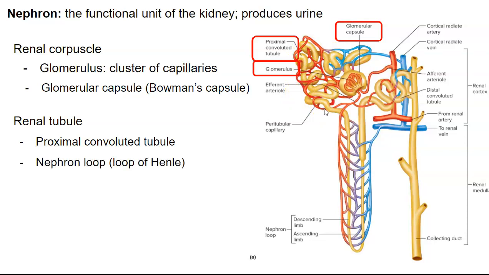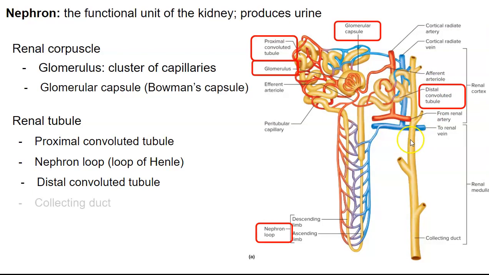And then we have the nephron loop. That's this, the part that looks like a loop. Oftentimes goes by the name loop of Henle. And then we have the distal convoluted tubule. It's distal because it's further away from the glomerular capsule. So this is the distal convoluted tubule, and it's labeled right there. And then lastly, we have the collecting duct. The collecting duct is a duct that connects multiple nephrons to one tube, and then this tube dumps into the renal pelvis. Let's look at some kidney histology.